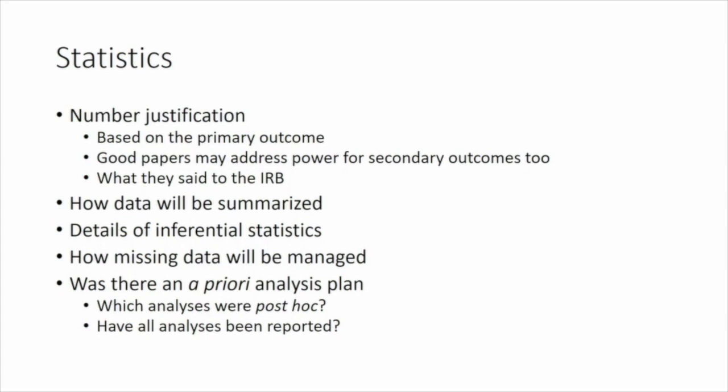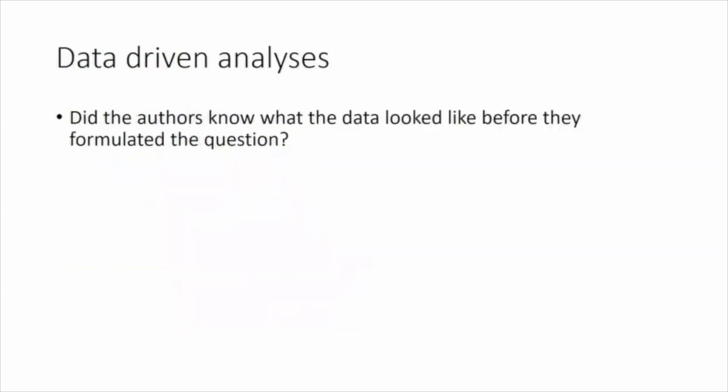And it's very important that you know whether that analysis plan was generated before the researchers started looking at the data. And that means looking at the data in any form. So they should indicate in the paper if there was an a priori analysis plan, and they should indicate which analyses were a priori and which were post hoc. The reason why this is important is because you want to unpick if there's what's called data-driven analysis. Did the authors actually know what the data looked like before they formulated the question?